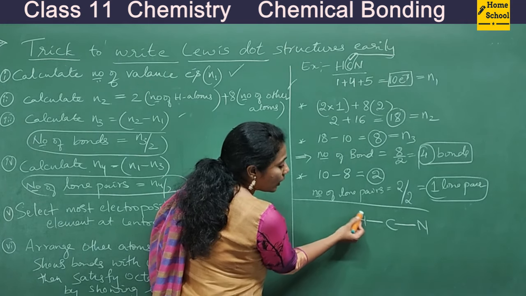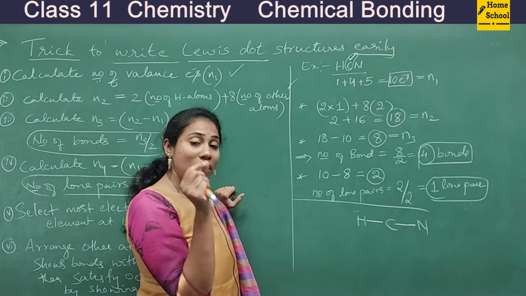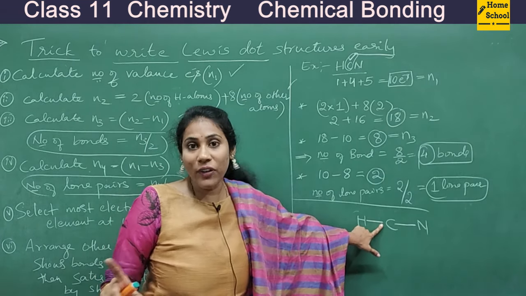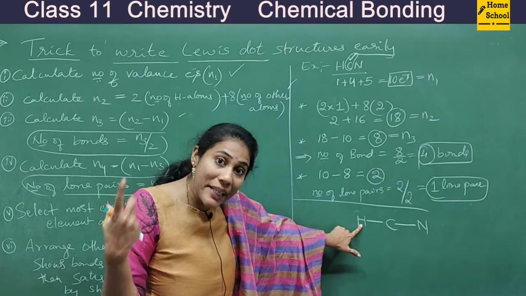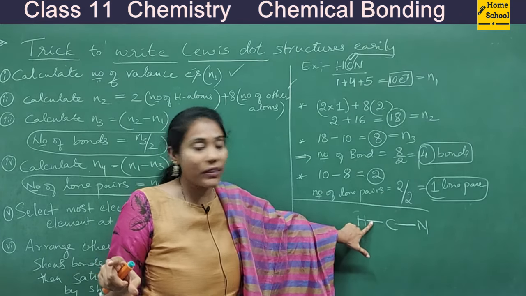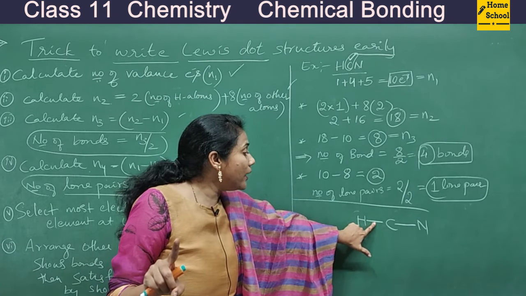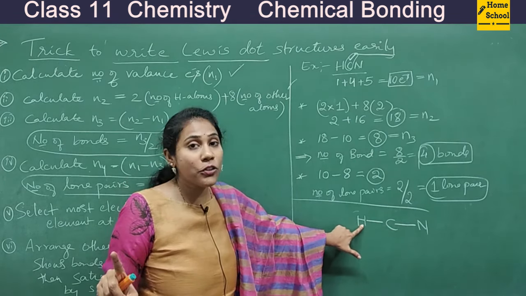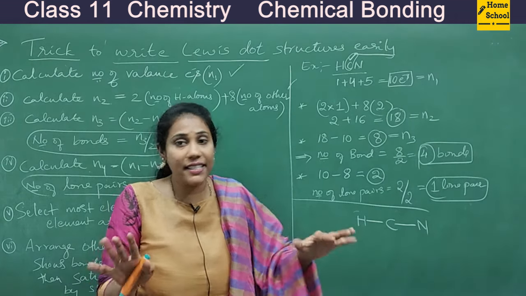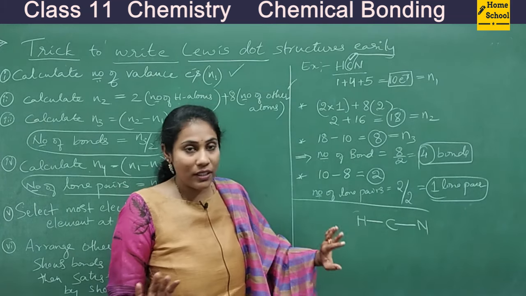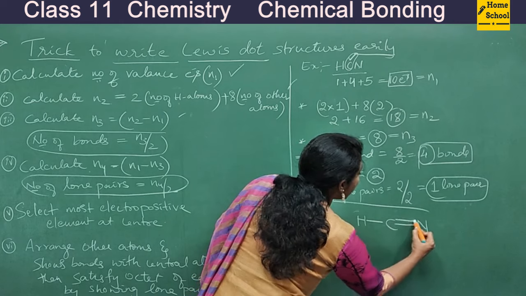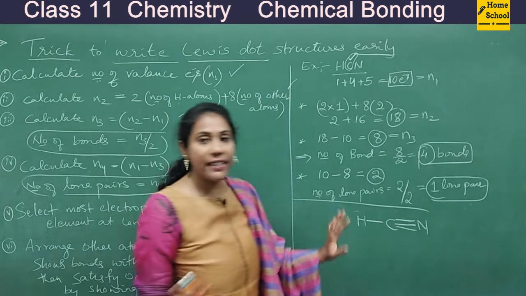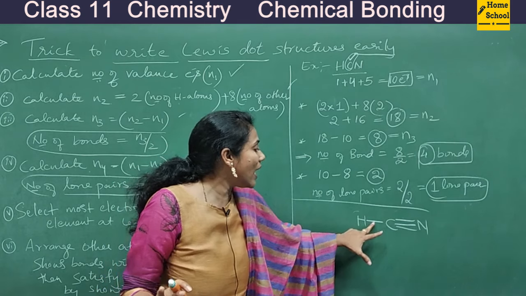If you see the octet of hydrogen, hydrogen is stable if it has 2 electrons around it. One bond means 2 electrons. So this hydrogen has already become stable by getting this bond. So hydrogen, with 2 electrons, is stable. So only one bond you will show to hydrogen, right? So the remaining 2 bonds, where will you show? Definitely between carbon and nitrogen. So all the 4 bonds you have shown this way. So you should think: wherever hydrogen is there, you can't show a double bond or triple bond.